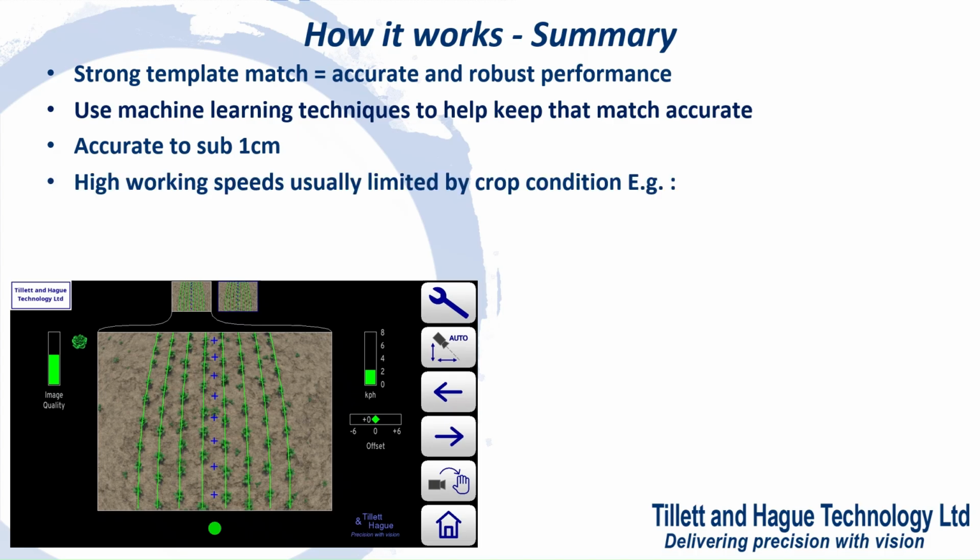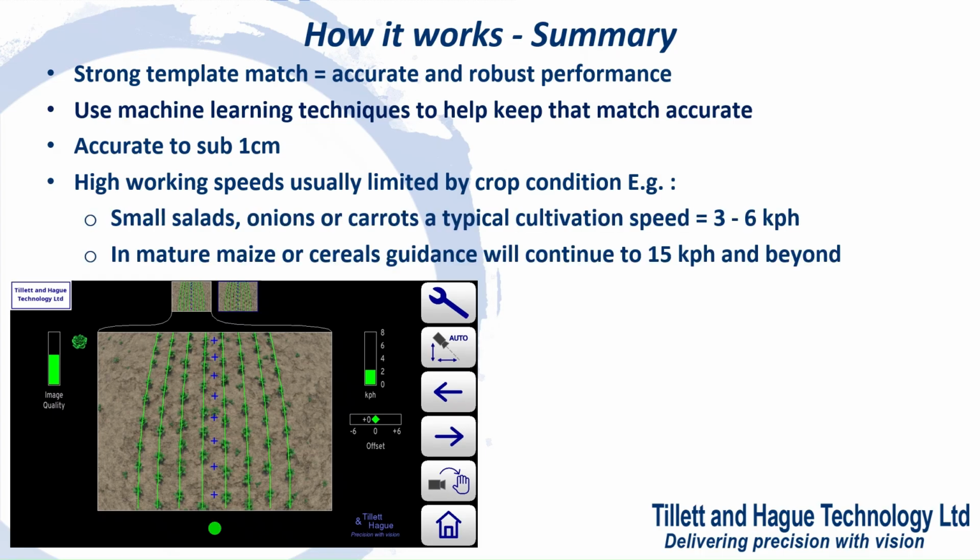Cameras normally operate at 30 video frames a second and run control loops at even higher rates, so that the guidance remains good up to and beyond the speed that crop and soil conditions normally allow.